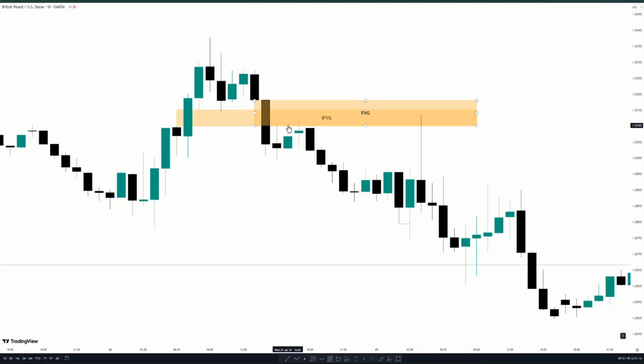Also, there was a liquidity sweep here. So this was really good. If you were going to enter here, you are definitely going to make something out of that trade.